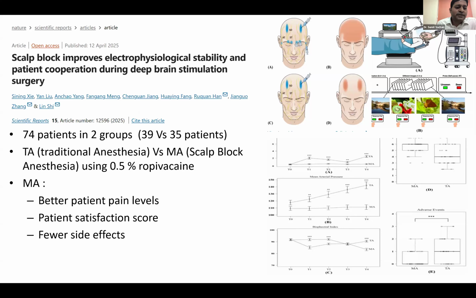This is one of the studies published by Sir Signing Zai, where the authors studied the use of scalp block in Parkinson's patients undergoing deep brain stimulation surgery. He divided 74 patients into two groups. One group was given traditional anesthesia, whereas the other was given scalp block using 0.5% ropivacaine. The authors found that patients who received the scalp block had better pain levels, better patient satisfaction scores, and fewer side effects.